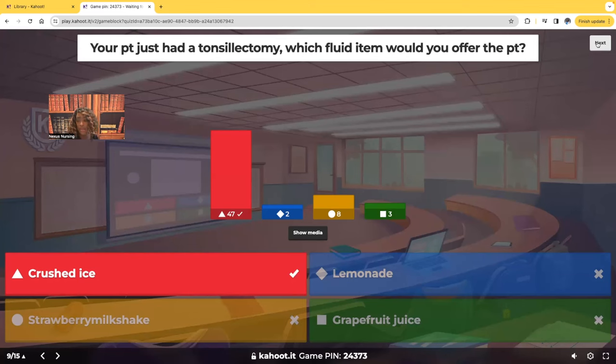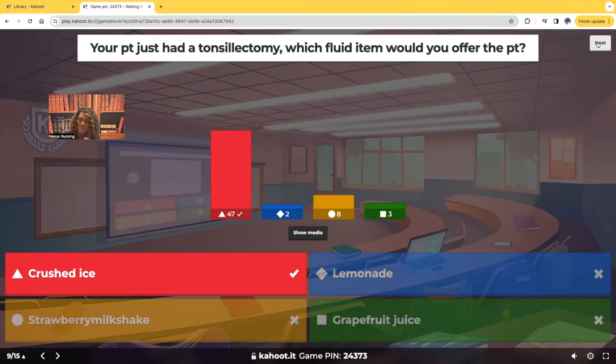Lemonade, absolutely not. We don't want to give a patient who just had a tonsillectomy anything acidic, anything that can burn that surgical site. Strawberry milkshake. Well, there's two things wrong with the strawberry milkshake. Number one, the color, that pinkish color. We don't want to give the patient anything pinkish because remember, we need to be watching out for bleeding, right? So that's number one.